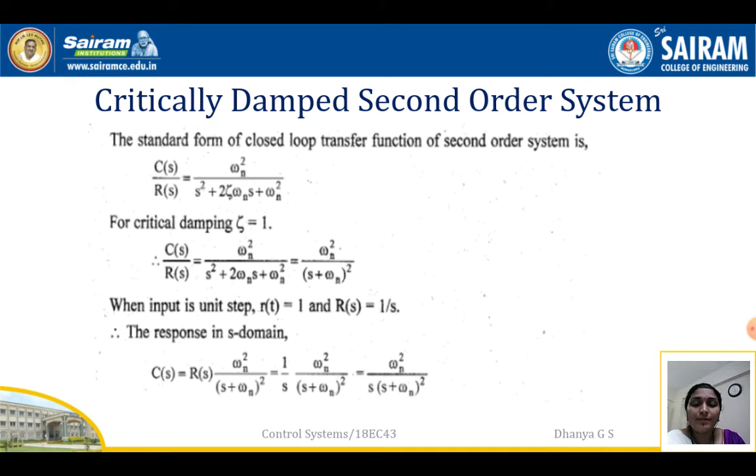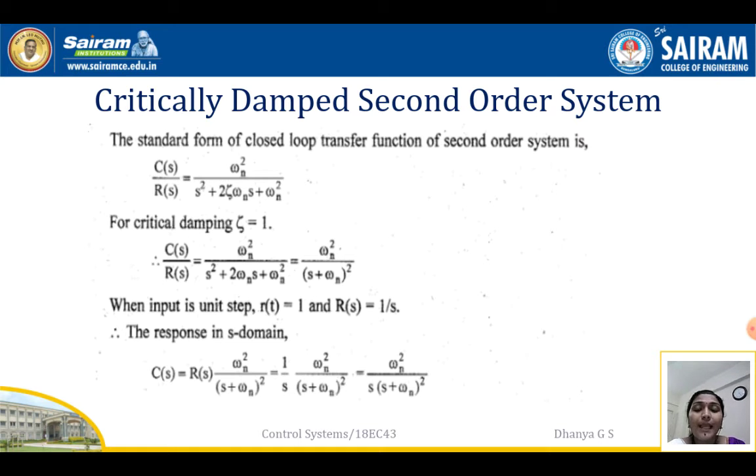So substitute 1 for zeta in the above equation so that you will get C of s by R of s is equal to omega n square divided by s square plus 2 omega n s plus omega n square, which can be modified as omega n square divided by (s plus omega n) the whole square. And you know that we are studying the second order system with respect to unit step. So unit step means r of t is equal to 1. Therefore, in terms of Laplace, it will become R of s is equal to 1 by s.